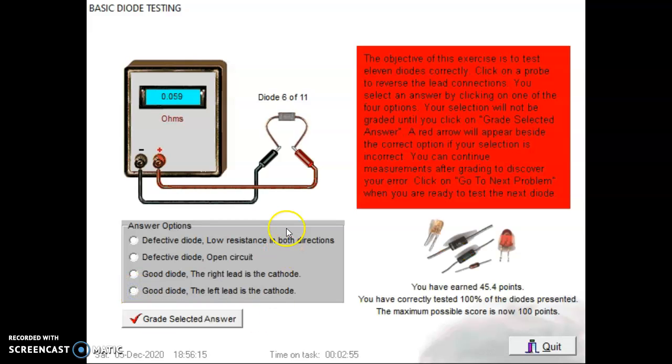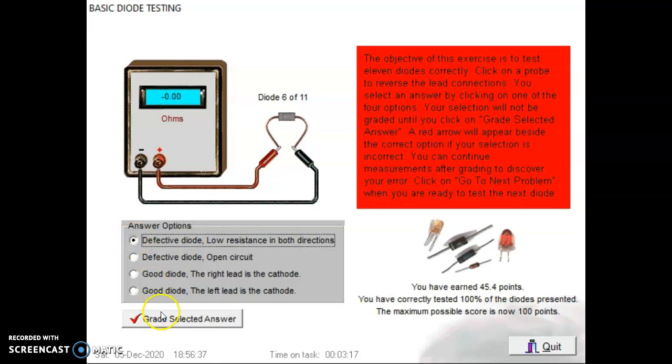And our next problem here. Okay, so here's one that's shorted. Look at this. We have a very low reading in here. Okay, this is a shorted diode. I really don't have to do anything further with my test because of this low reading. But I will flip the leads just so you see. And again, it's shorted. You got that same low reading, low resistance in both directions. So it's a defective diode.